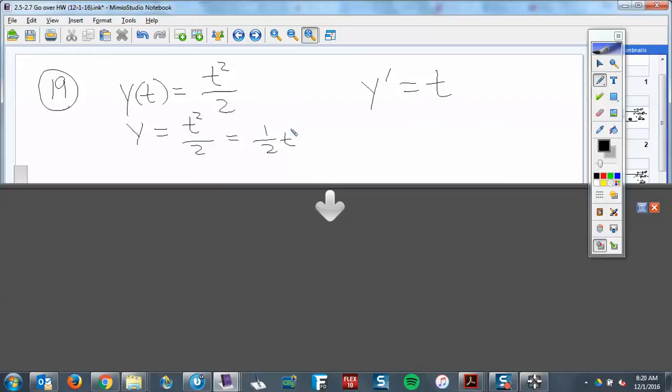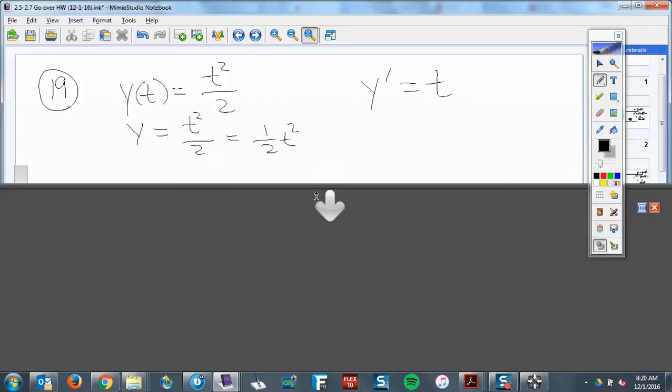1/2 t squared. That's much better to do the derivative with, especially when we get to chapter 3 and we learn about the quotient rule. And a lot of you are going to look at that as a quotient. You're going to try to do the quotient rule, which is silly. It just gets complicated. You don't want to do that. You just want to think of that as 1/2 t squared.